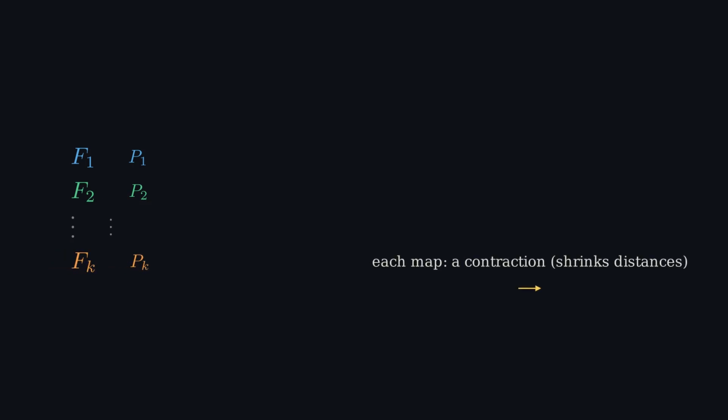Now generalize. Take a handful of maps, call them F1, F2, and so on, and make each one a contraction, meaning it shrinks distances. Give each a probability, and make the probabilities add up to 1. That's an iterated function system, an IFS.